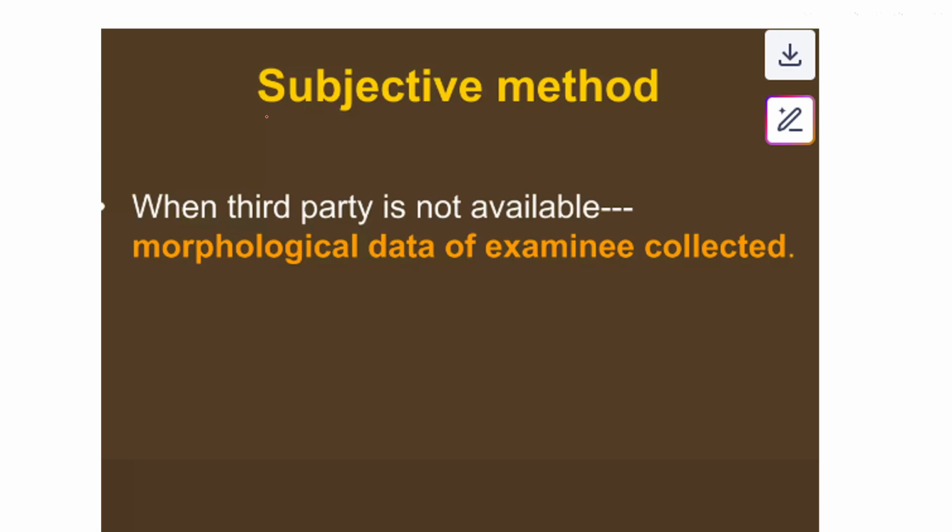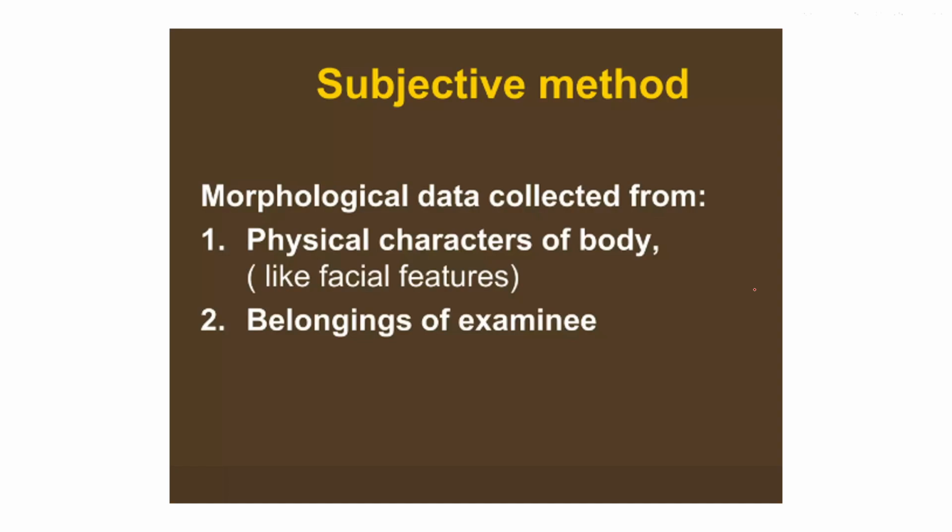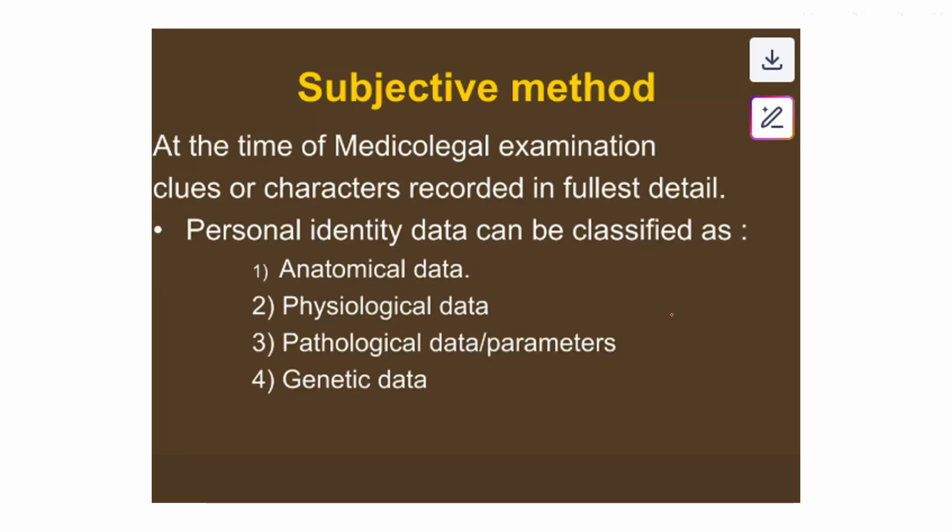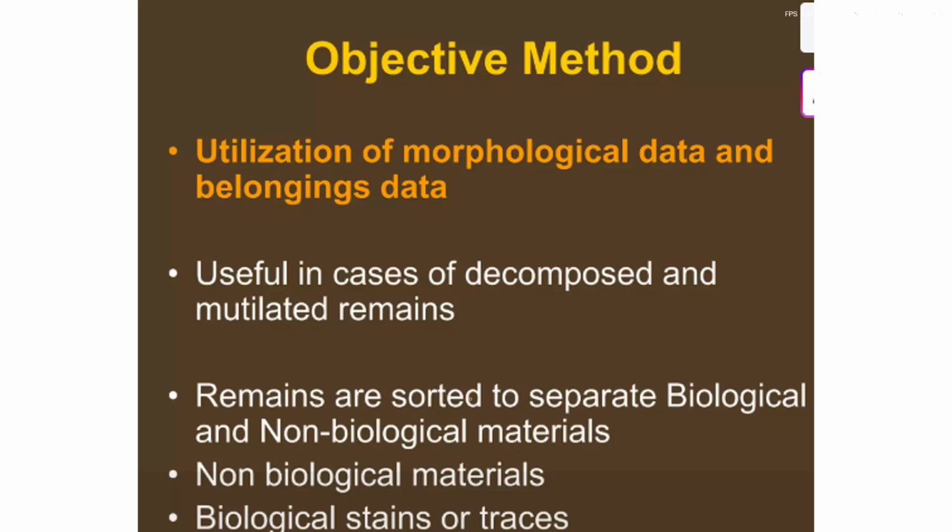Now we go for the subjective. I will discuss this in detail. Subjective means the morphological data, the subject by itself. It might be the physical characters or the belongings of the examinee. All right. This is further divided into the anatomical data, physiological data, pathological data or parameters, and genetic data.